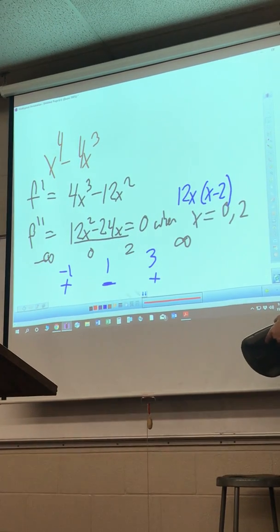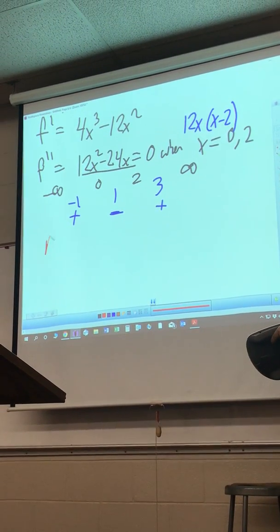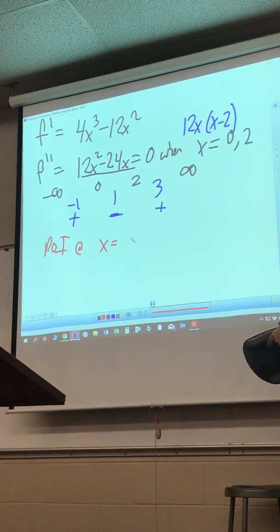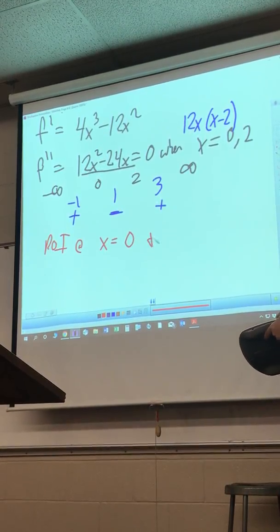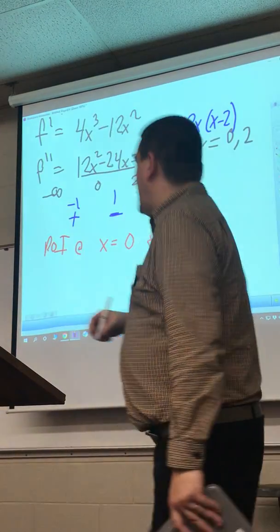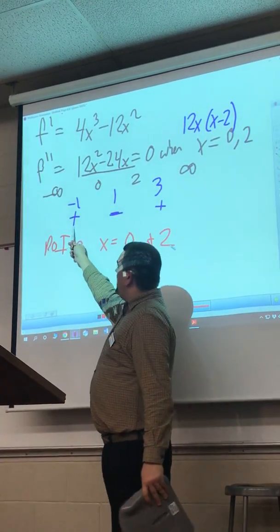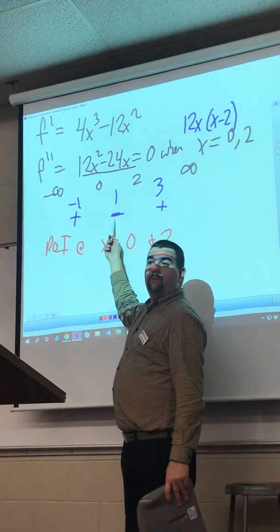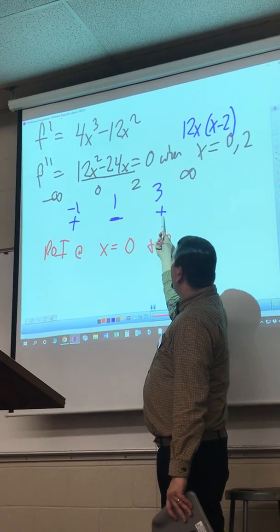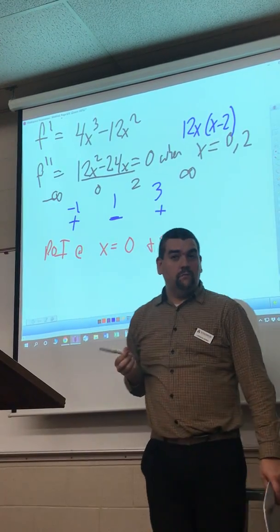And then, do we have a change of concavity? The points of inflection would be where? At x is 0 and 2. Because from the left, is it concave up? Does it change to down at x is 0? And does it change from concave down to concave up at the point when x is 2?